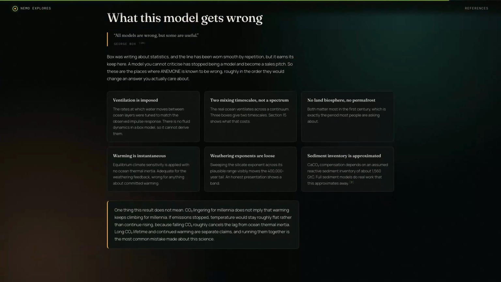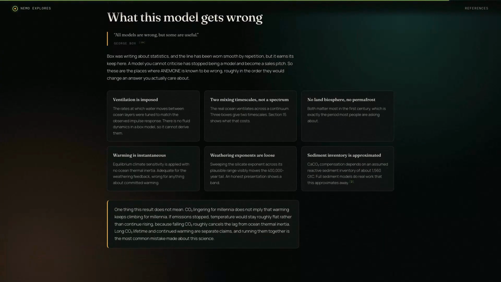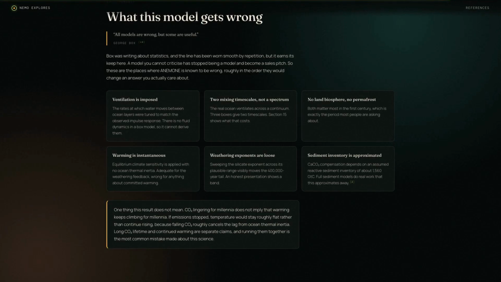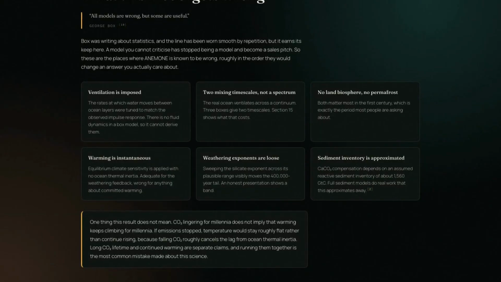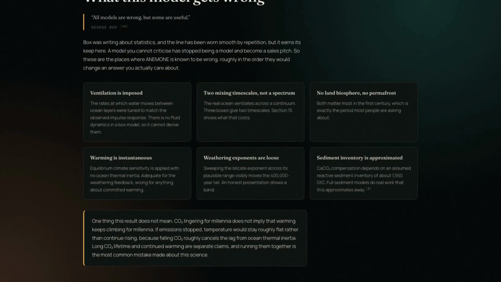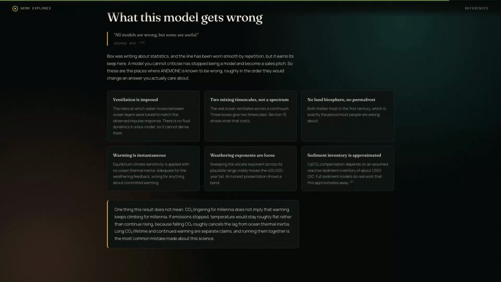So here is the list. Ventilation rates are imposed, not derived. 3 boxes give 2 mixing timescales rather than a spectrum. There is no land biosphere and no permafrost, and both matter most in the first century, which is exactly the period people are asking about. Warming is applied instantly, with no ocean thermal inertia.